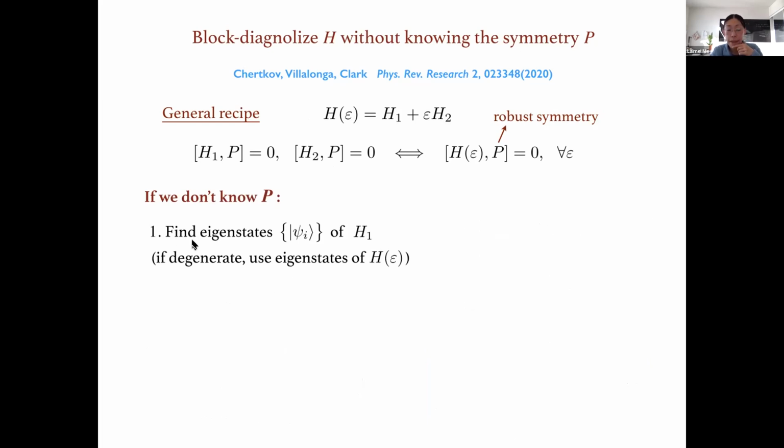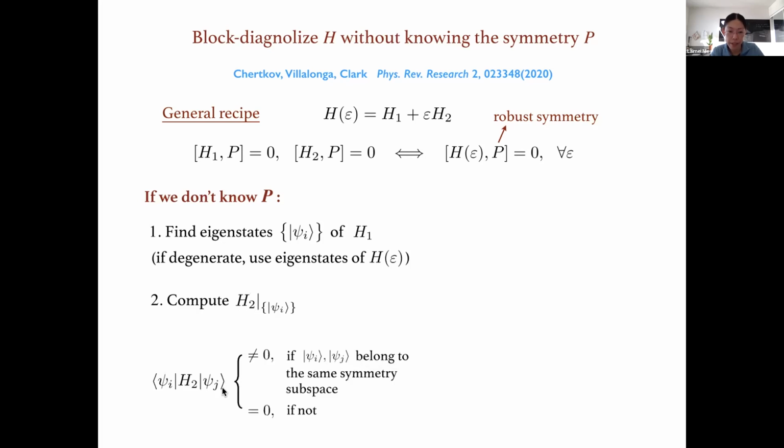So the first step is, again, find the eigenstates of H1. Suppose they're non-degenerate. And then you need to compute H2 under these eigenstates. Basically, you need to compute this matrix element. So these are H1's eigenstates, and you just compute this matrix element. It's either non-zero or zero. If it's not zero, then it means psi i and psi j, those H1 eigenstates, belong to the same symmetry subspace of P. This is just from linear algebra. You may not understand it on the fly, but it's from linear algebra, based on the fact that H1 commutes with P and H2 commutes with P. And if this matrix element is zero, then those two eigenstates of H1 live in different symmetry subspaces, different symmetry blocks of P.